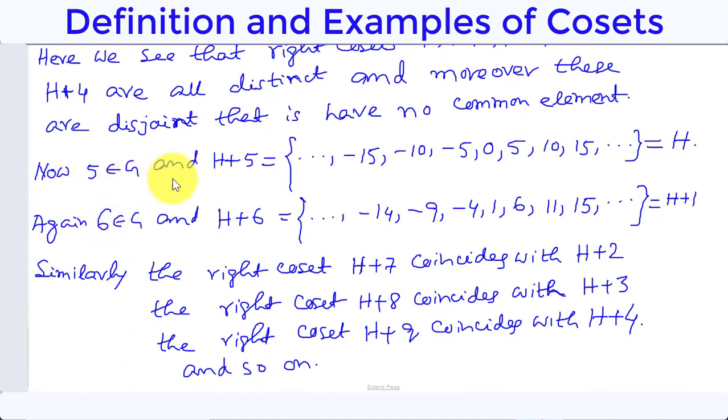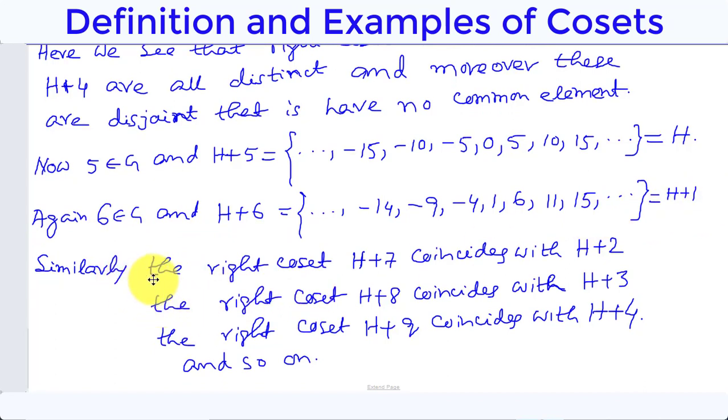Now 5 belongs to G, and H plus 5 equals minus 15, minus 10, minus 5, and so on, that is, H. Again, 6 belongs to G, and we have H plus 6 equals H plus 1. Similarly, the right coset H plus 7 coincides with H plus 2. The right coset H plus 8 coincides with H plus 3. The right coset H plus 9 coincides with H plus 4, and so on. Similarly, you can also see that H plus 7 equals H plus 2 equals H plus 12 equals H plus 17, etc.